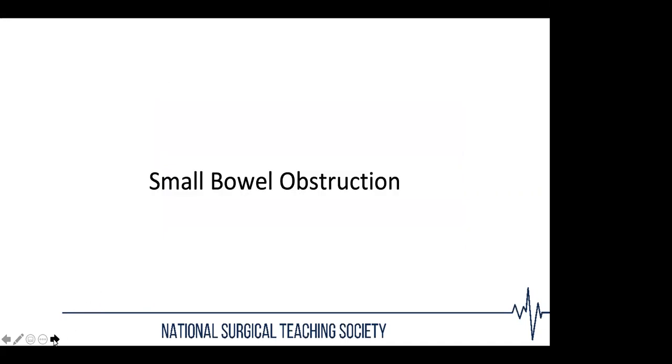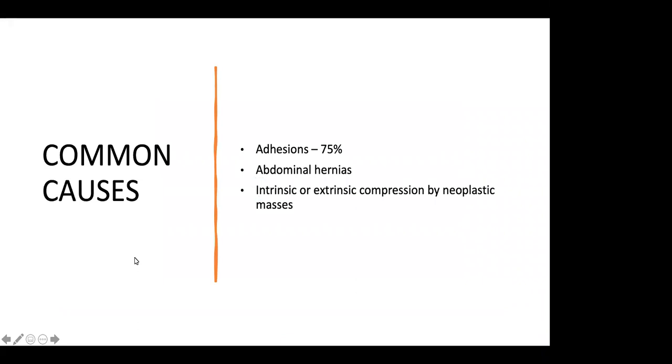We're now going to have a quick look at small bowel obstruction. So again, hopefully this is familiar to most of you. Common causes of small bowel obstruction, the main one being adhesions, represents a good 75% of causes. Abdominal hernias, or any intrinsic or extrinsic compression by neoplastic masses.